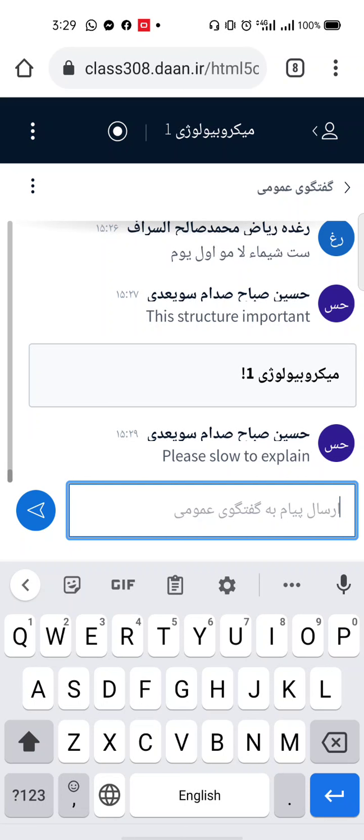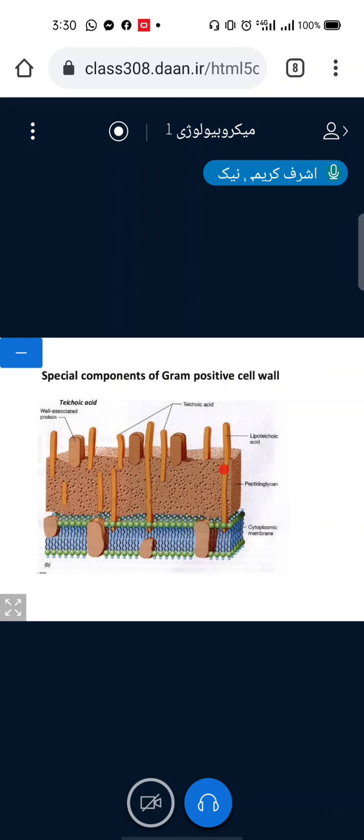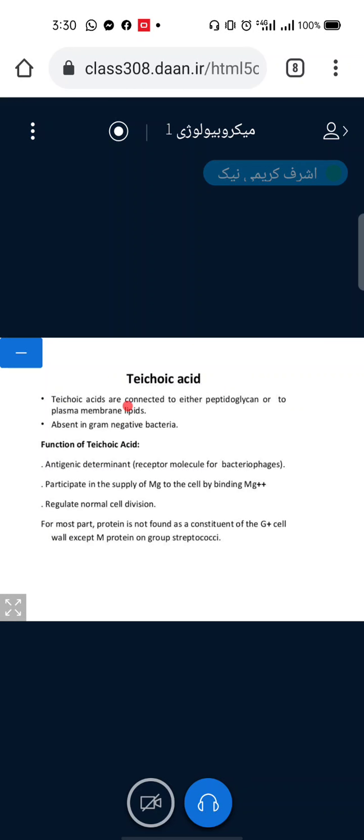Yes, teichoic acid, lipoteichoic acid. All gram-positive bacteria have lipoteichoic acid, but only some bacteria have teichoic acid. And protein. Teichoic acids are connected either to peptidoglycan or to plasma membrane lipids.